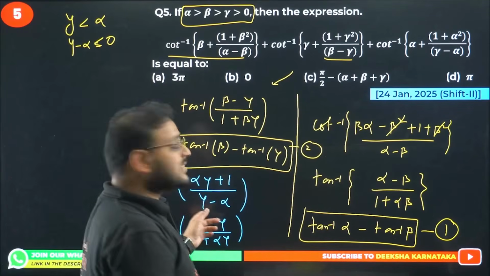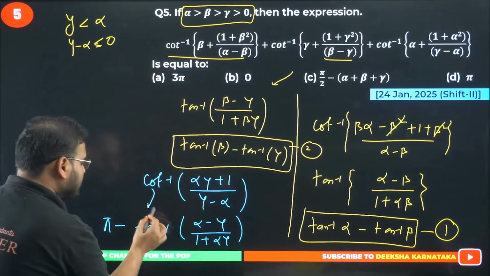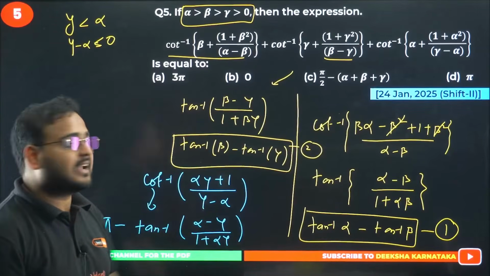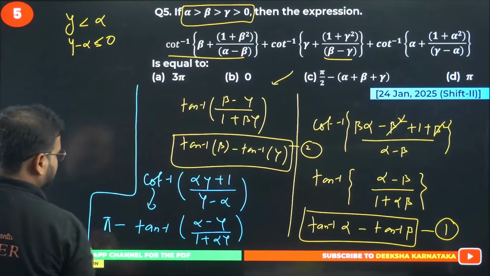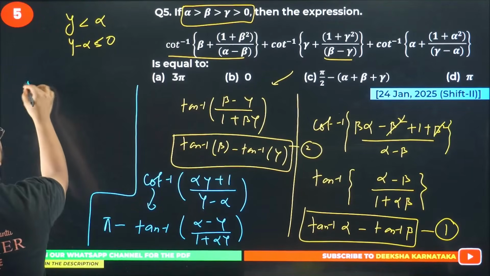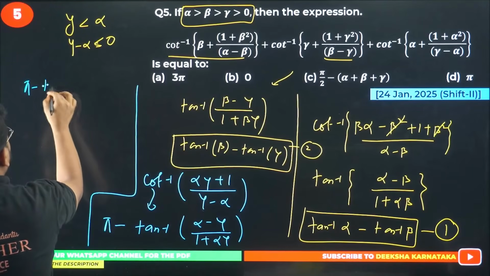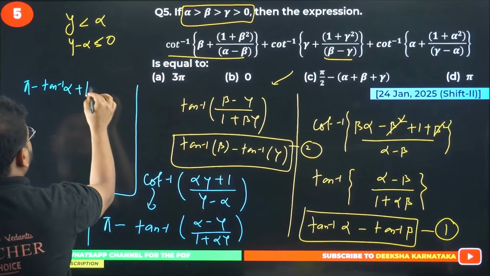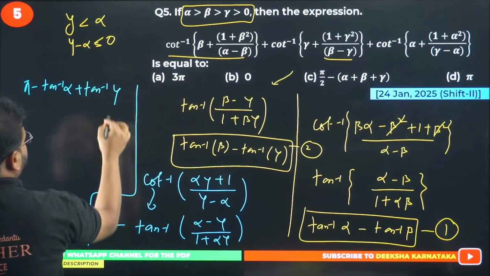The conversion is, when you're converting from cot inverse to tan inverse, there comes a pi minus if this value is negative. Gamma minus alpha is negative. Check this out. So my final answer for this part will be pi minus tan inverse of alpha plus tan inverse of gamma. This is part 3.